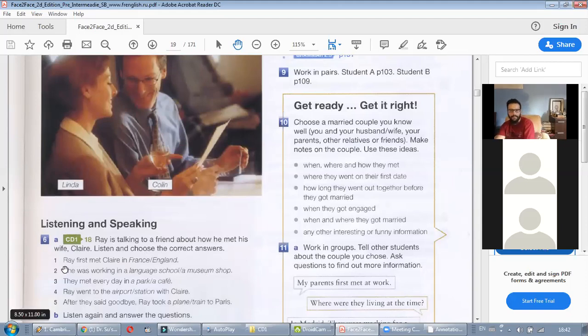All right. So Ray first met Claire where? In France. What do you think, Mohammed? Was it in France? Maybe. Because Ray, he mentioned the city. Paris. Yes, in the end. He mentioned Paris in the end. But in the beginning of the story, he mentioned another city. Not a very famous city. Not a big city, I mean. Okay, so we're going to leave the number one.